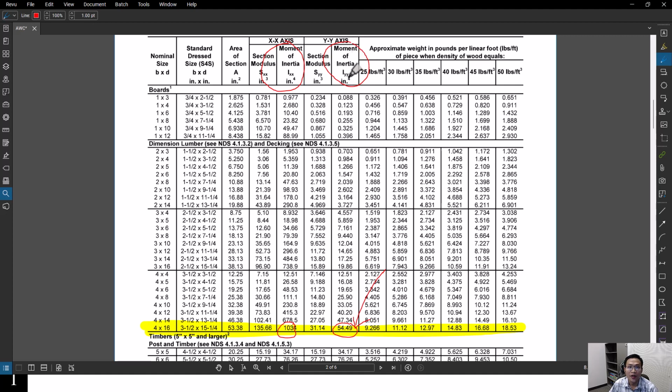The moment of inertia has the unit of inch to the power of 4, and the section modulus has the unit of inch to the power of 3. The moment of inertia over here is important later in this semester when you learn about columns. We're going to go back and see how we can use that. So the correct answer for that last question will be 54.49 inch to the power of 4.